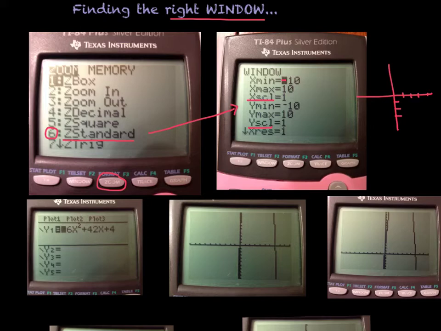However, as much as I love that window and it's a great starting point, sometimes we don't see the picture we really want to see. So what I'm going to have you do right now is I'm going to have you go to y equals, and we need a negative in front of that 6 right there.